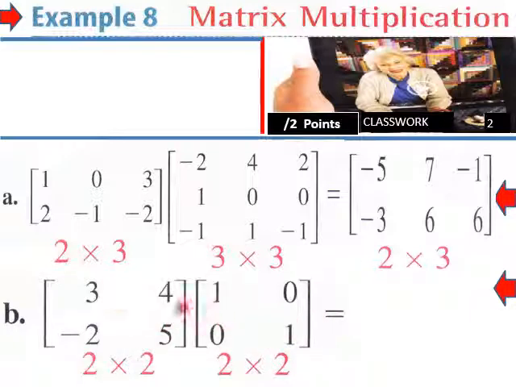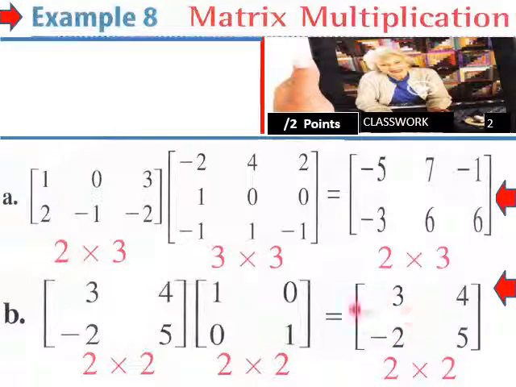Now, what we have is a 2 by 2 times a 2 by 2, and so our matrix will be a 2 by 2. So we'll multiply this row times this column and that will give us that one. And then this row by this column will give us that position. This row by this column will give us this position in our product over here. And then this row times this column will give us this position in our 2 by 2. And this is what we should come out with.